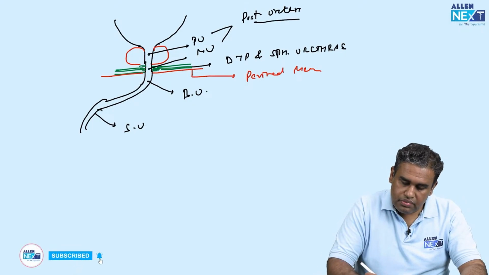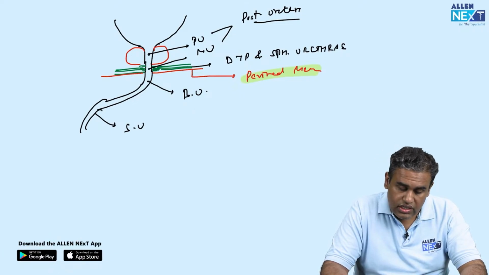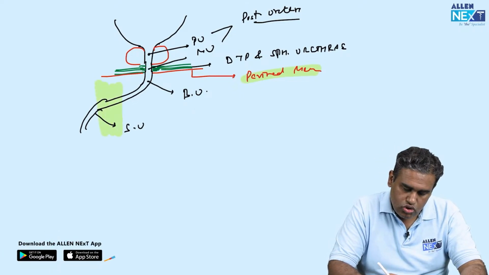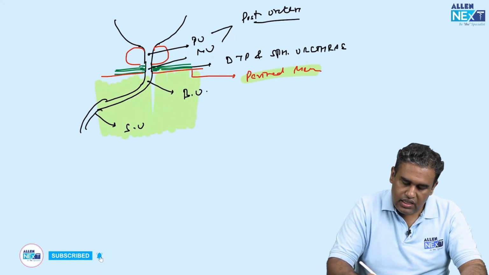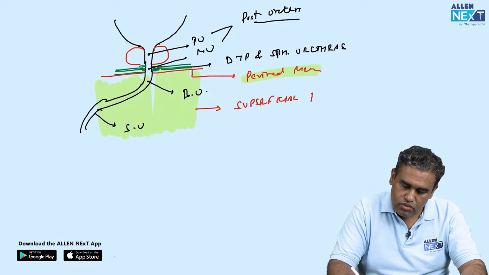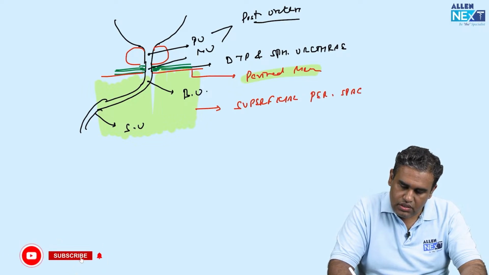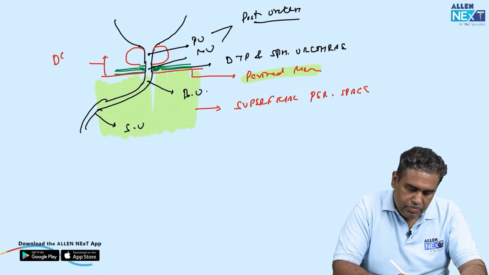Now, this perineal membrane is the structure that divides the perineum into a superficial perineal space, which is over here. So this area below the perineal membrane is the superficial, because it is closer to the skin. Superficial perineal space or superficial perineal pouch. And the space above it is the deep perineal space.